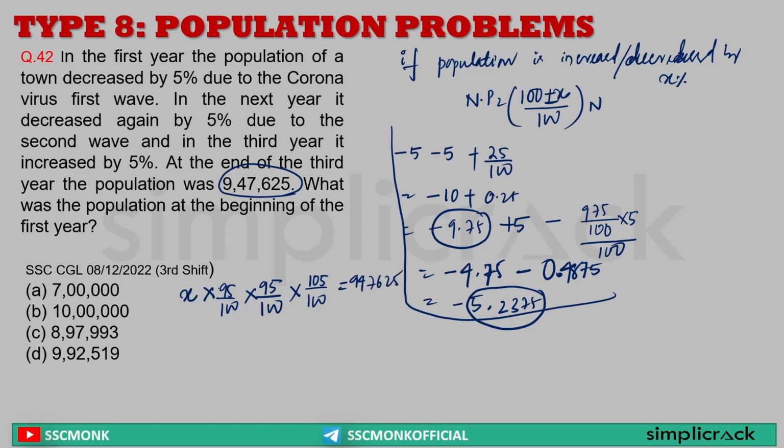Now, so this can be further solved. 5 19s are 95, 5 20s are 100, 5 19s are 95, 5 20s are 100, 5 20s are 100, 5 21s are 105. Now, sir, this is 947625. Sir, 19 5s are 95, so it will be 194 is equal to 76. Sir, 76 means how much remaining? Sir, 187. So you can further solve it and find the answer.